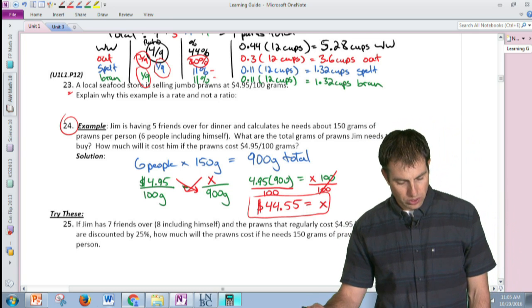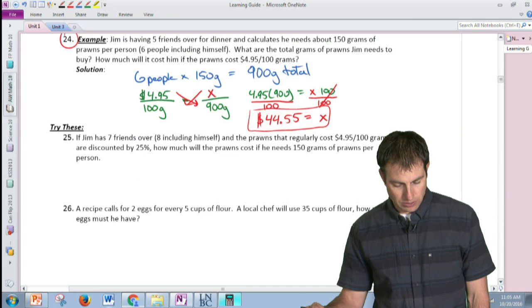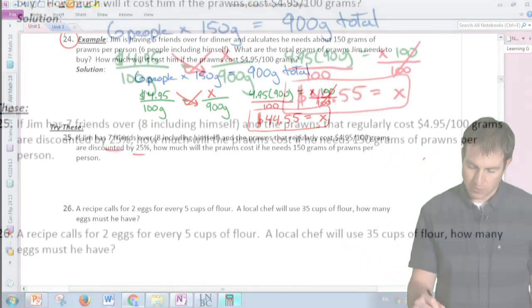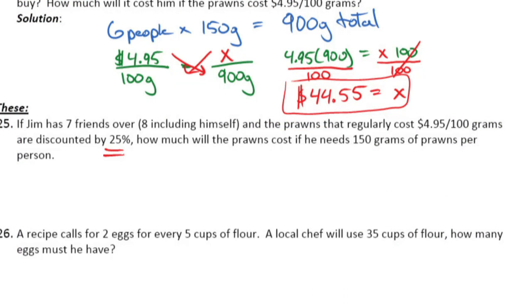The next one, 25, is a little bit different because it says it's discounted by 25%. So you're going to do the exact same thing as you did up above. It's going to look almost identical. When you get your final price, you're going to have to take a quarter of it away. That's this 25% discount.